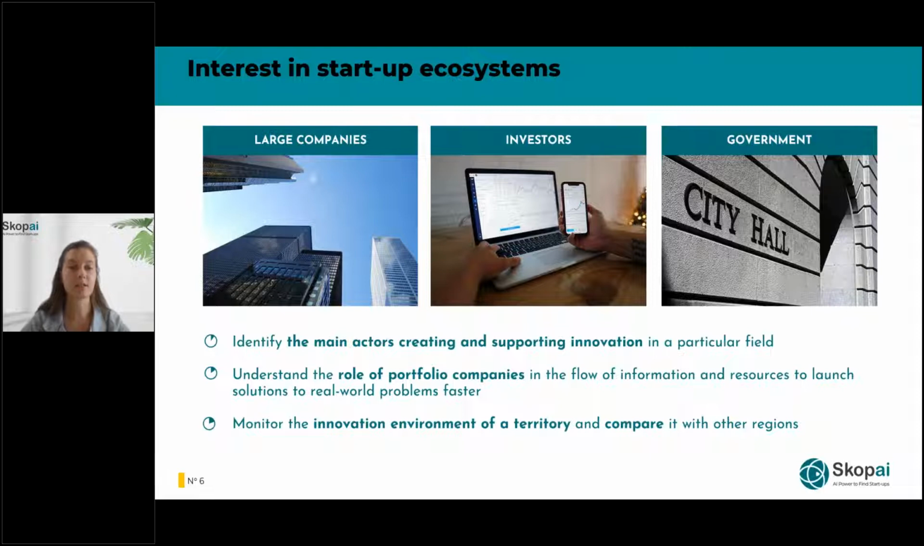the ecosystem enables monitoring the innovation environment of a particular territory and also comparing it with other regions. For example, the territorial agencies or the government can be interested in monitoring the ecosystem of a particular city, for example, the ecosystem of Paris, and comparing it with other ecosystems such as London or Geneva, as well as comparing the ecosystems of different countries, for example, France with Germany, with the UK, with the United States.